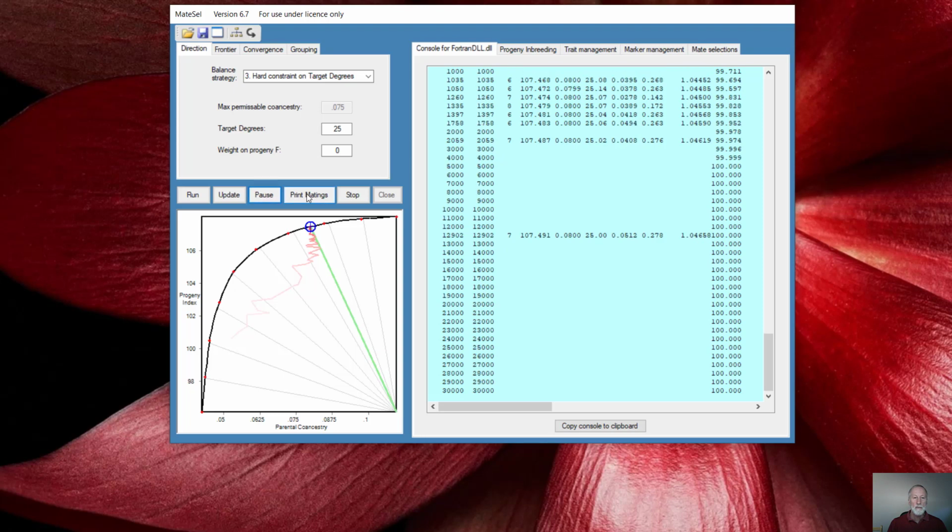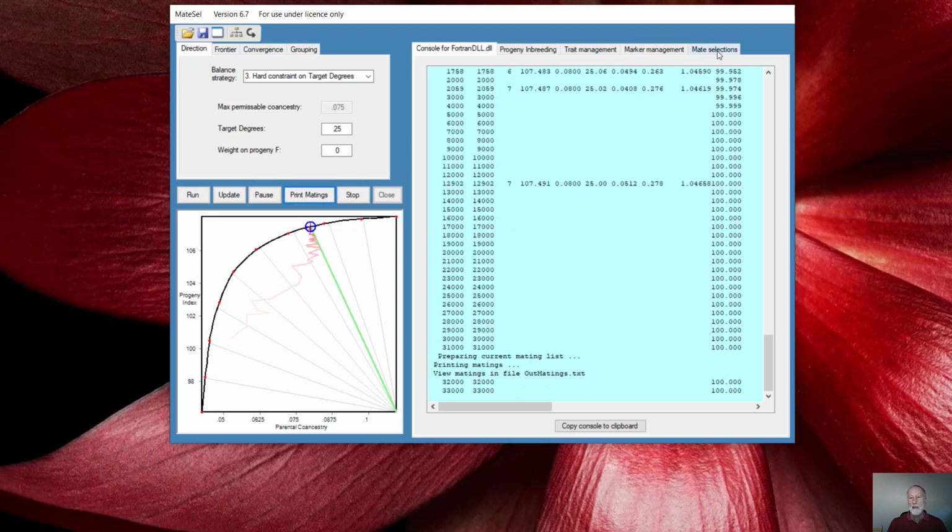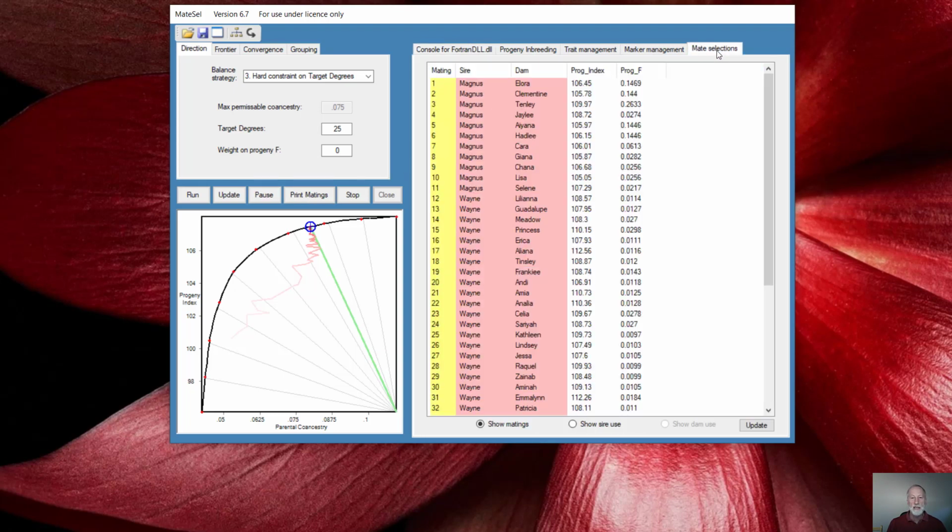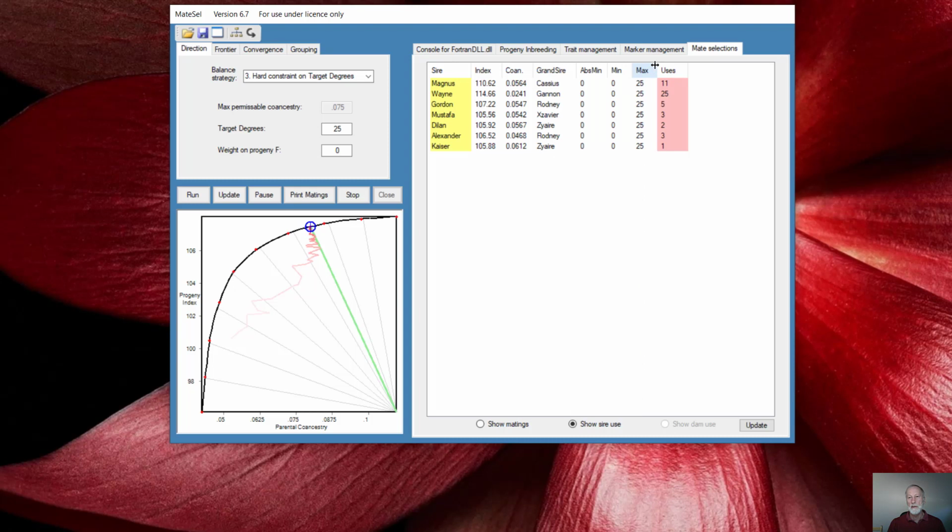So if I click on print matings, and look at mate selections, I can see the matings that will be made to reflect the solution that is here. And if I click show sire use and sort on uses, we can see that Wayne is the most used sire, and he's used to the limit that we've got set in this simple example of 25 uses.